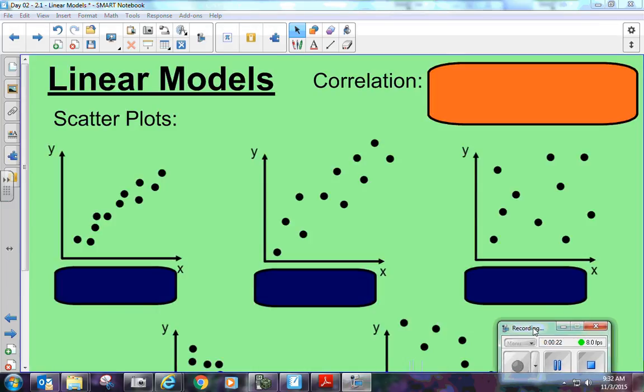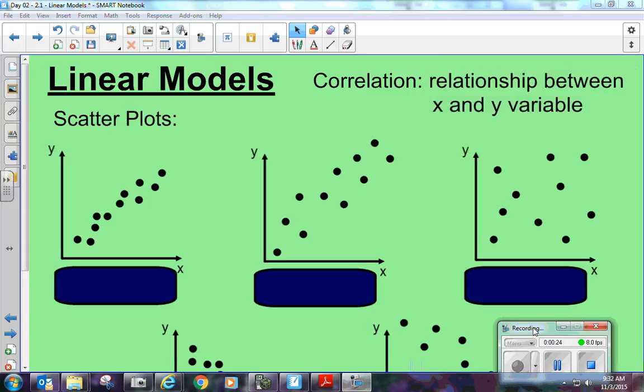What is correlation? It's just the relationship between the x and y variable. It's the relationship between your x and your y variable. All right?